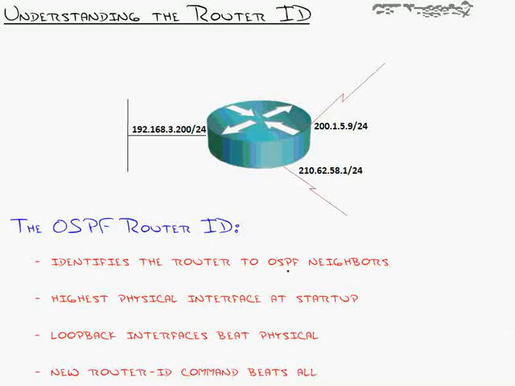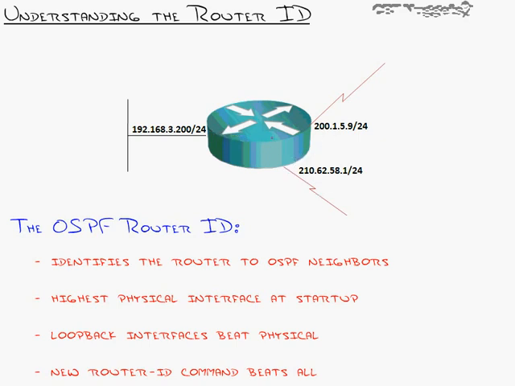The OSPF router ID identifies the routers to neighbors. It's the name of the router. It is by default the highest physical interface at startup. So if you've got this router sitting right here and you start the OSPF process and router OSPF 1 and you go in there, the router ID will be this guy. The highest physical interface, 210.6258.1, beats this and beats that because it is the higher interface.